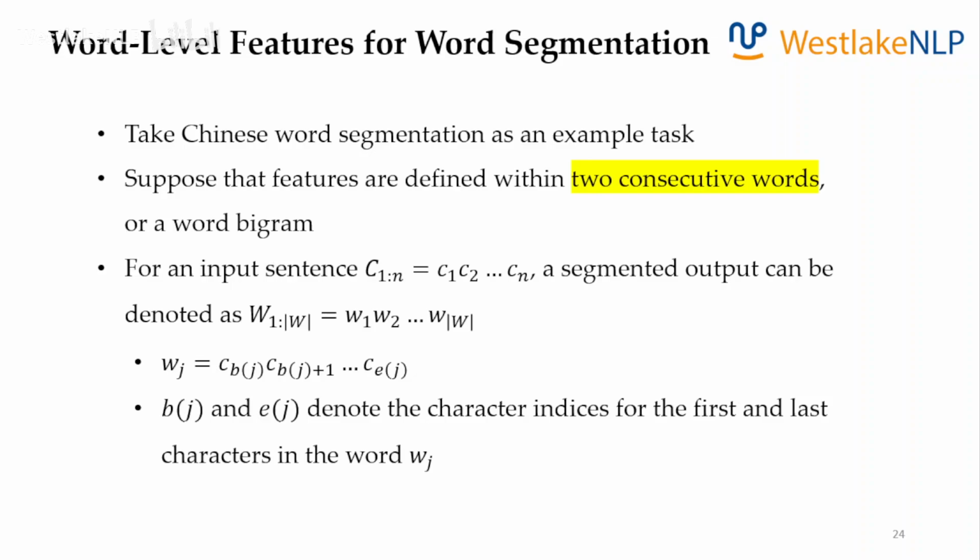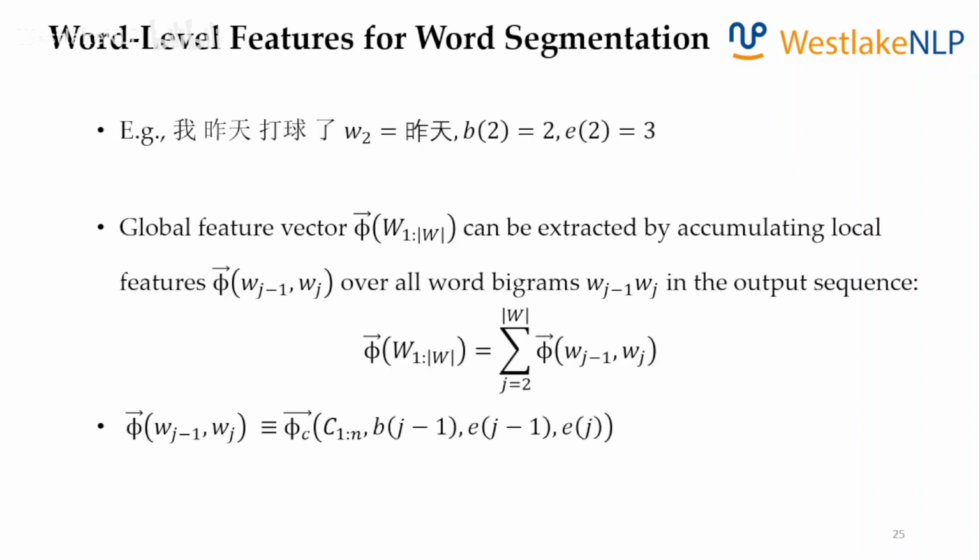So B2 is 2, why? Because the beginning of the second word is the second character. And E2 is 3, because the end of the second word is the third character. Okay? Now you get an idea what this function does, right?